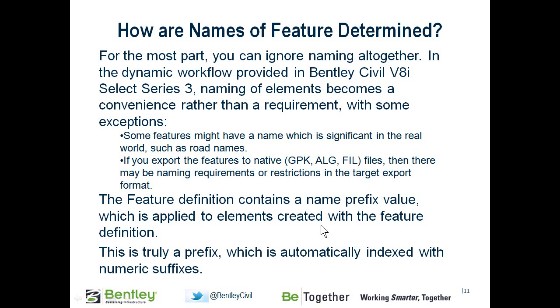So the naming is determined by the feature definition, which contains a default name prefix. And then this is applied to the elements as they're created. Now you can override that default prefix if you wish. But this is truly a prefix, and it's automatically indexed with numeric suffixes. So let's take a look at how it works.